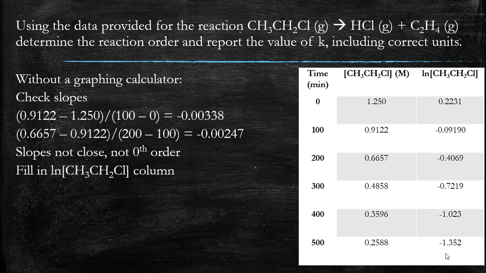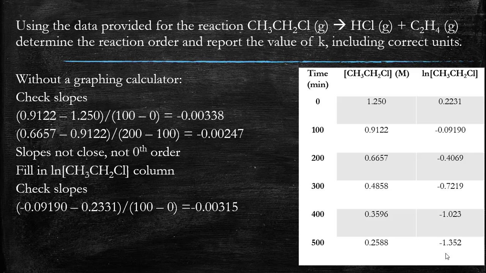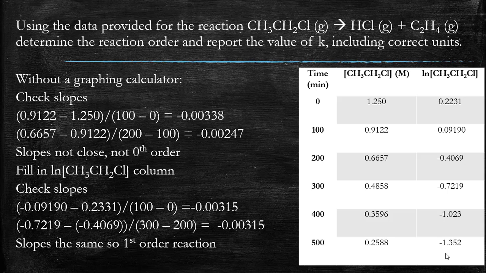So you do the next thing, which is fill in the natural log of the concentration column, and it looks like this. I'm going to check the slopes again, so you could graph it on a calculator. 0 to 100, I get negative 3.15 times 10 to the minus 3. From 200 to 300, I get the same value. The slopes are the same, so this is a first order reaction.